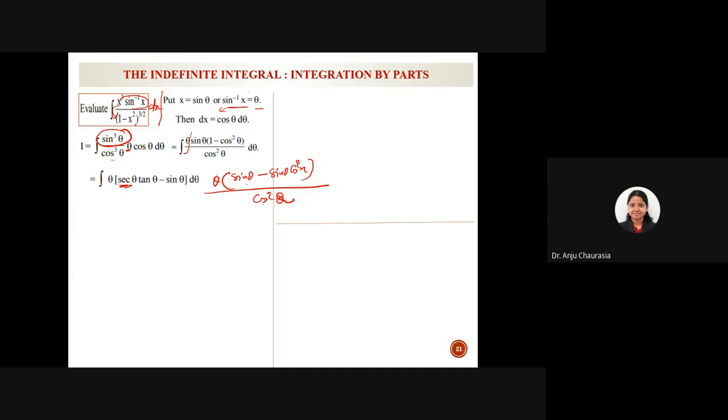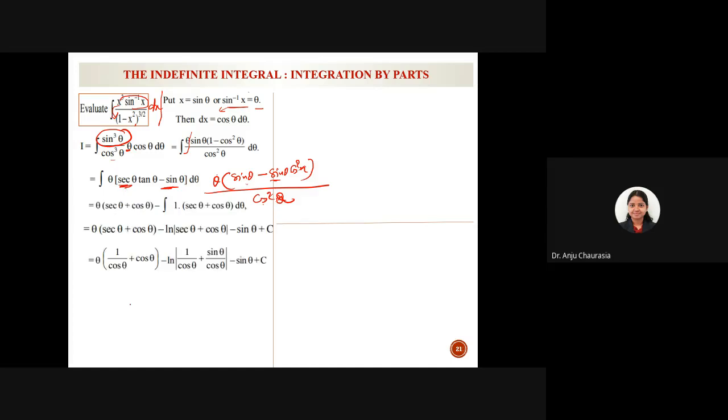Sin theta is there, cos square theta and cos square theta will cancel, so that is only minus sin theta. This will be cut, so that's why you are getting this term, and you know the integration of this. Again, let us integrate this in detail.